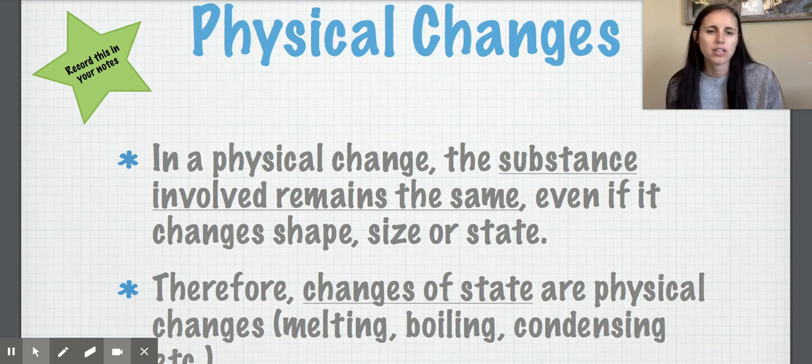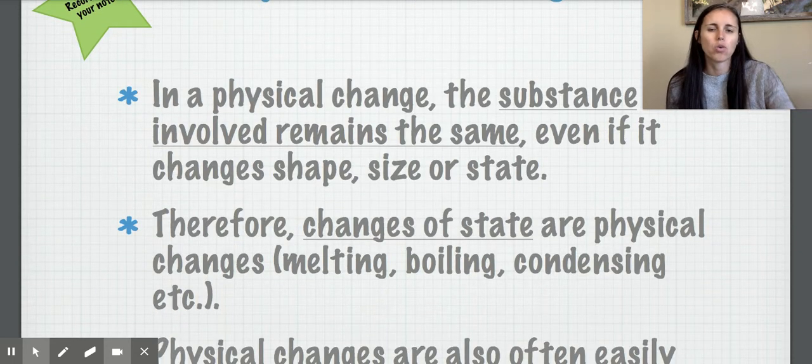A physical change, the substance involved is going to remain the same, even if it changes shape, size, or state. So what this means is the particles themselves are actually going to remain the same, but it might look different. It might be a different shape, a different size, or it could go to a different state. So for example, from a solid to a liquid. This means that changes in state are considered to be physical changes.